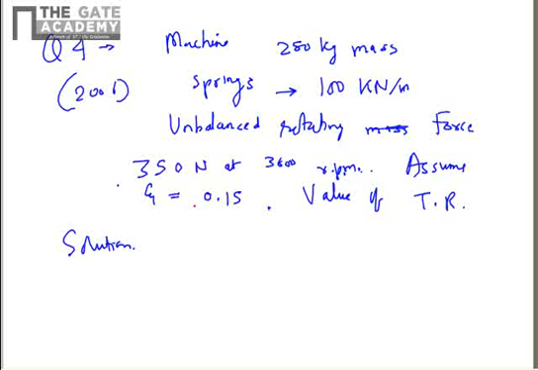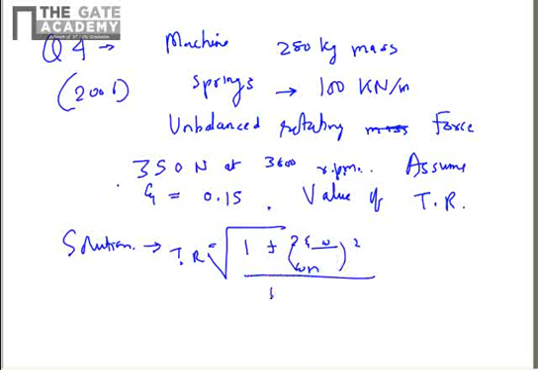We know the expression, let's write the formula here. However, if you remember the formula for undamped case, it will be much simpler. So transmissibility ratio is equal to square root of 1 plus 2g omega by omega n whole square divided by 1 minus omega by omega n whole square, the square of that, plus 2g omega by omega n whole square.